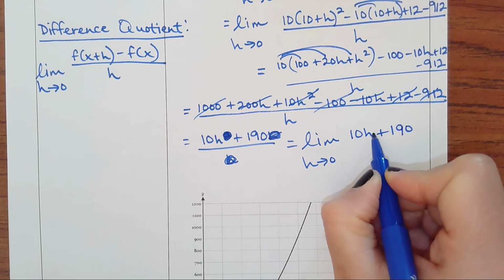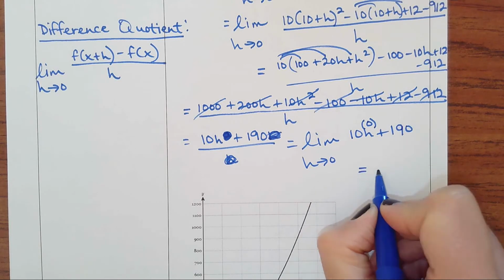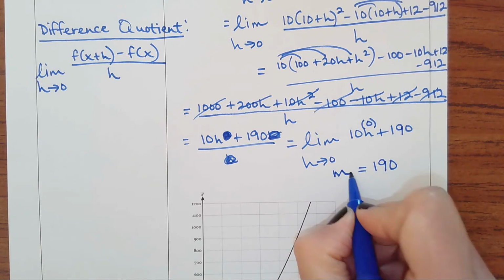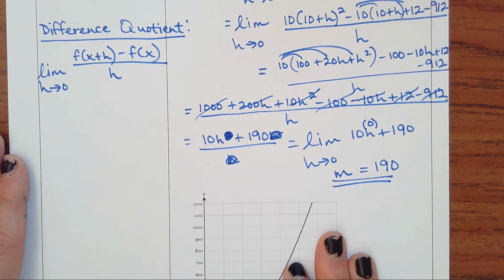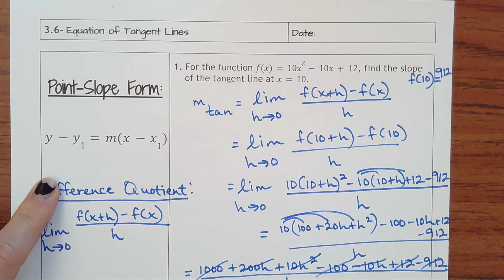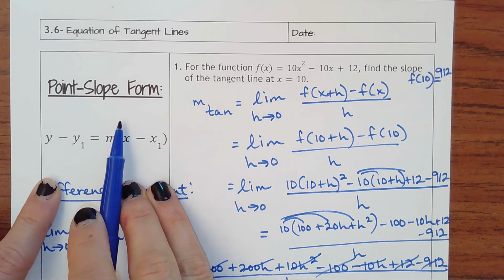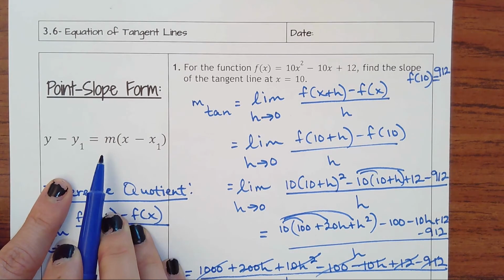So we'll put in 0 for h. 10 times 0 is 0 plus 190, so it's 190. That is the slope. So we're going to need that to write an equation of this tangent line. And hopefully, remember back from algebra, there's this point-slope form. When you have a point and you have a slope, you plug it into here.